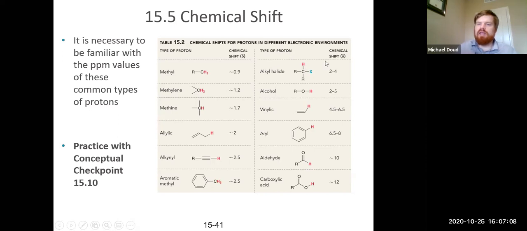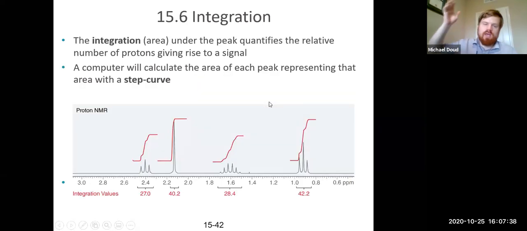If you have an alkyl halide, this is going to show up in the range of 2 to 4. This side is more like giving you the ranges. These are like the starting points, and these are the ranges that you're going to see things. Alcohol protons tend to be in the 2.2 to 5 range. Vinylic protons should be 4.5 to 6.5, depending on the environment. Aryl protons, those are the aromatic ones we just talked about, 6.5 to 8. Aldehyde shows up at around 10, and then carboxylic acid, if you can see it, shows up around 12. Okay, so that's the chemical shift.